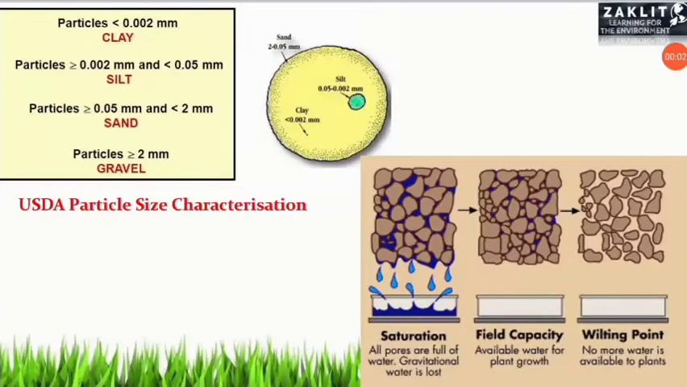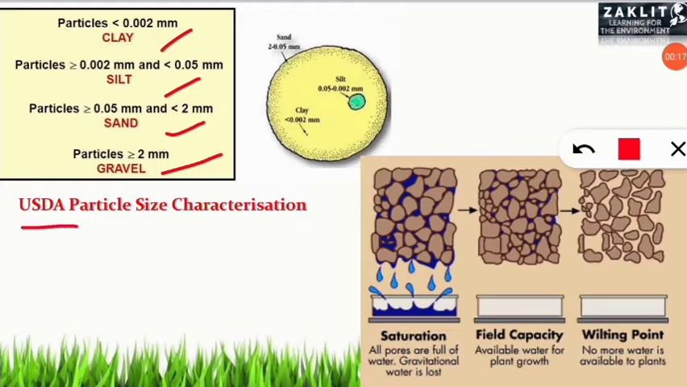Next we will learn about the particles present in the soil. Soil mostly has four kinds of particles: sand, silt, clay and gravel. These are the four important particles present in any kind of soil. According to USDA, the United States Department of Agriculture, they have categorized the particle size of different particles found in the soil. We will learn it because it has come many times in the NET Environmental Science paper.